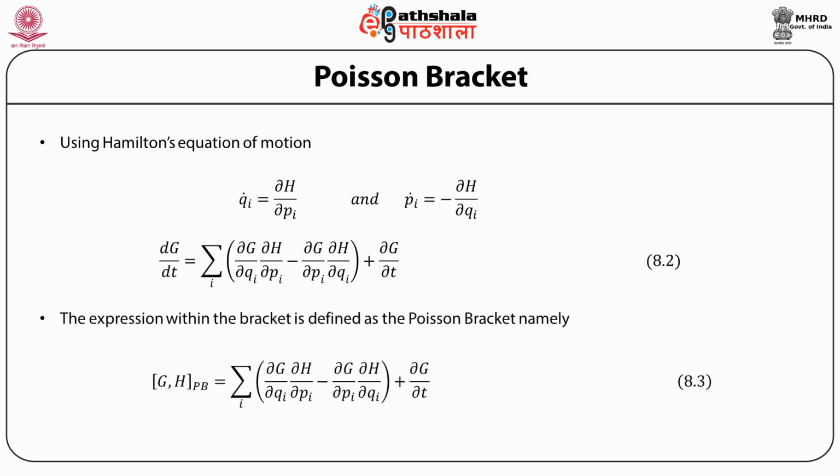Now this expression, which you can see within the brackets, is defined as the Poisson bracket. This is a Poisson bracket between the dynamical variable G and the Hamiltonian H. That is the Poisson bracket, written as G comma H, and is defined as sigma over i partial derivative of G with respect to qi multiplied by the partial derivative of H with respect to pi, minus the partial derivative of G with respect to pi multiplied by the partial derivative of H with respect to qi, plus a term which is the partial derivative of G with respect to t.